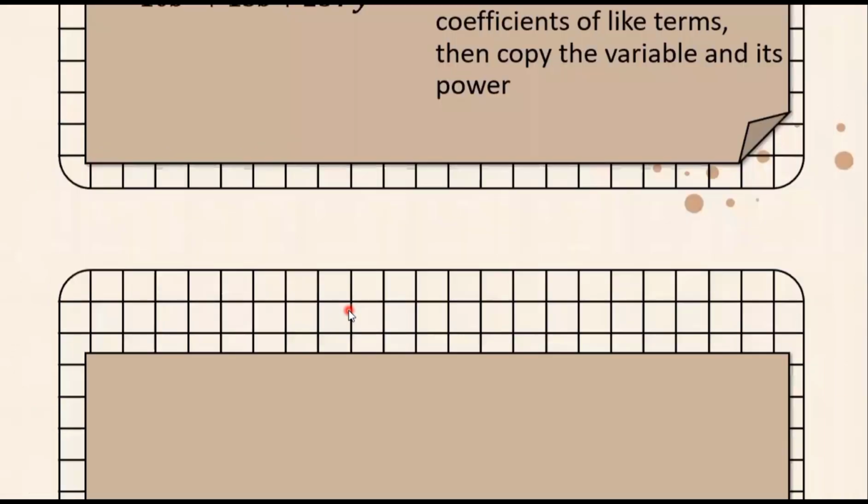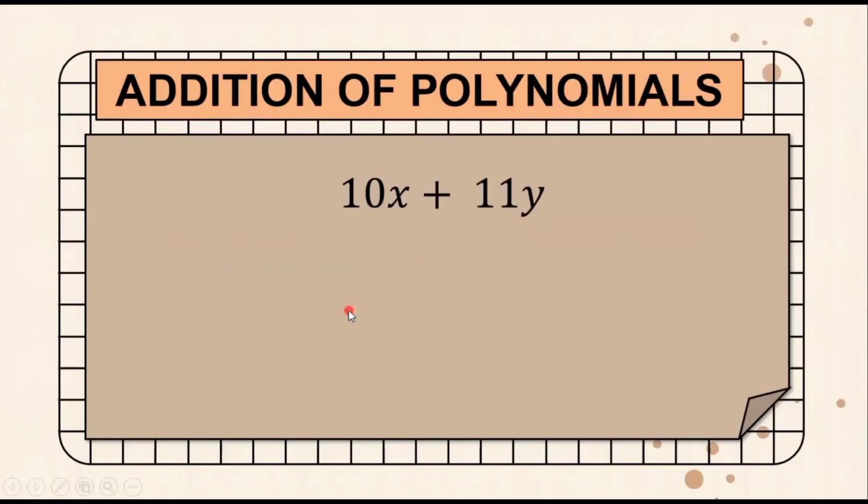Next, how about if we are going to add 10x plus 11y? We go back with the rule in adding polynomials. When you add polynomials, take note that you can only add or combine similar terms. So we try to check our expressions. 10x and 11y. Are they similar terms? They are not similar terms, or they are called to be unlike terms.